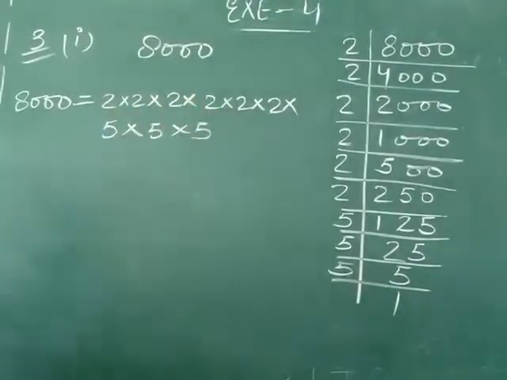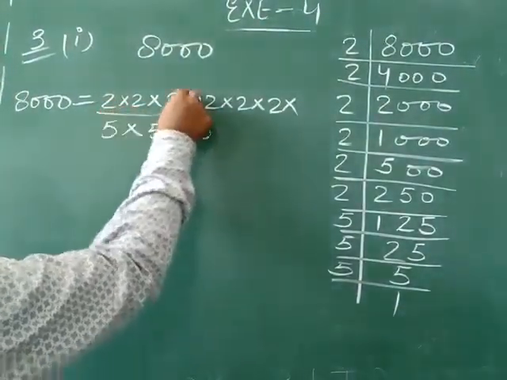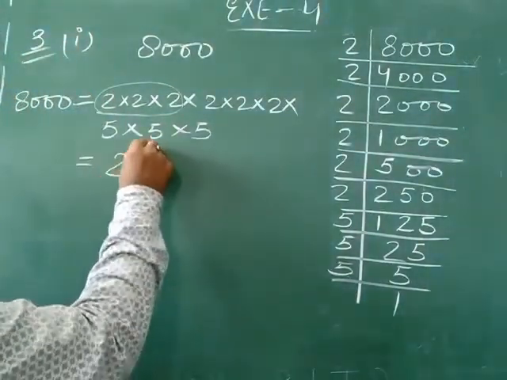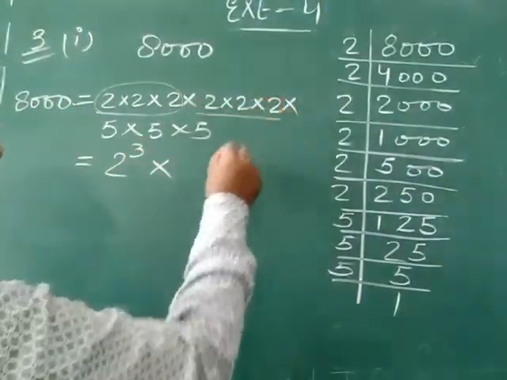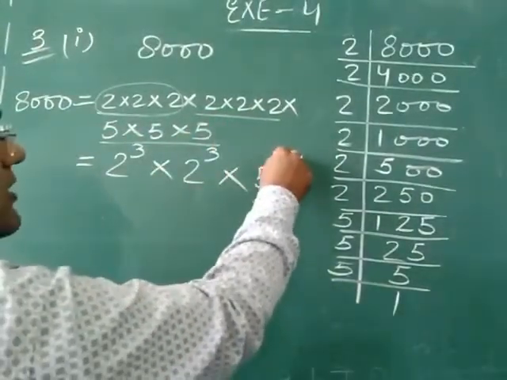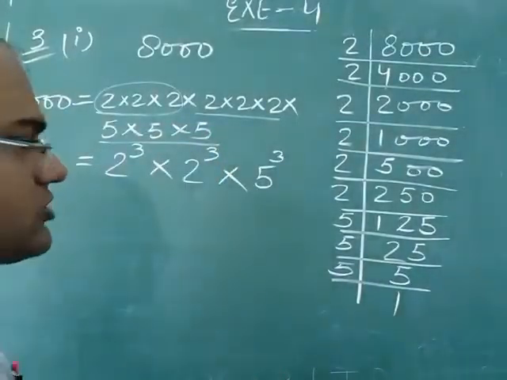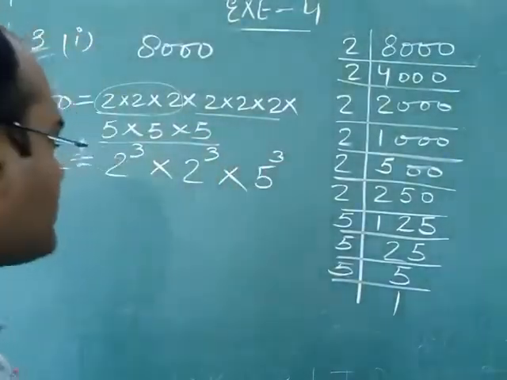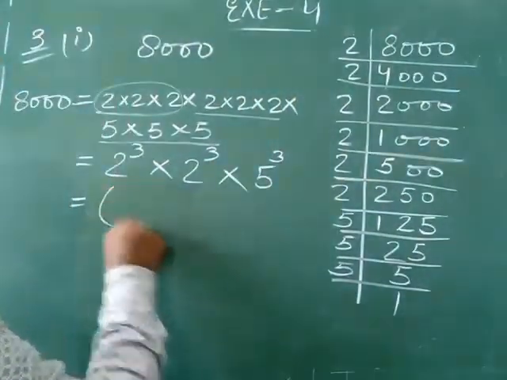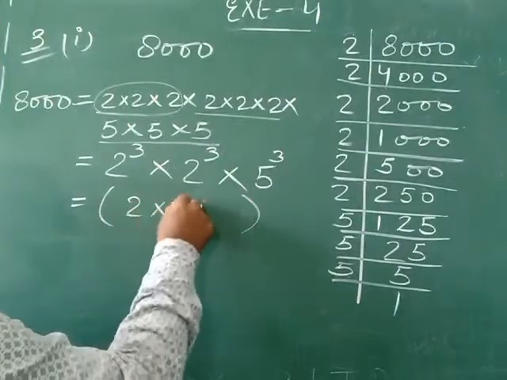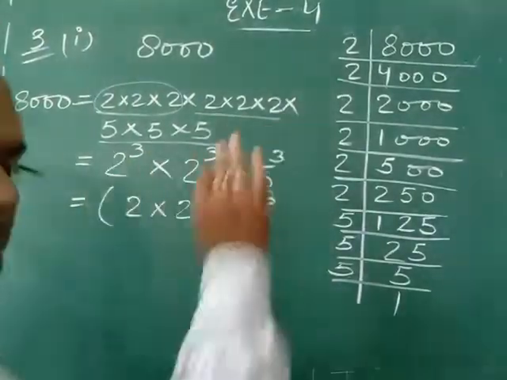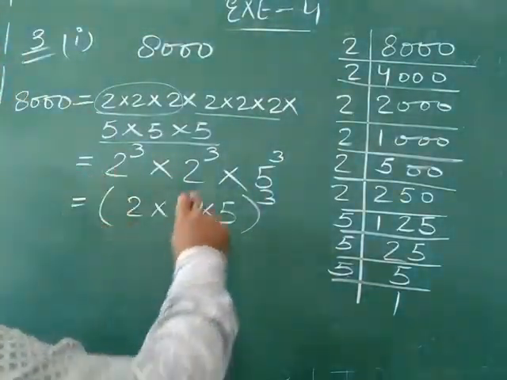Now what you have to do, these 3 twos we have to write in the form of a power. So this we can write as 2 power 3. This one also we can write as 2 power 3. This one we will write as 5 power 3, because 5 is coming 3 times. Now here you will observe all the numbers have power 3. So we will do 2 multiply 5 whole power 3. All the numbers have the same power, so we will put one whole cube.